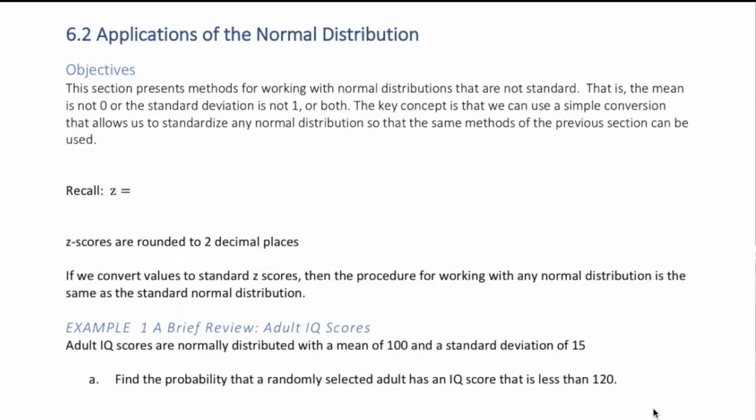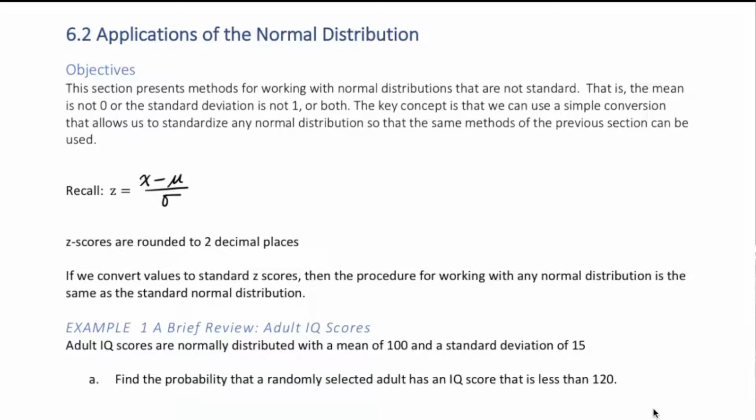Welcome to the lecture for section 6.2, Applications of the Normal Distribution. Let's begin by reviewing how to compute a z-score. If you're given a data value, you subtract the mean from that value and divide by the standard deviation.